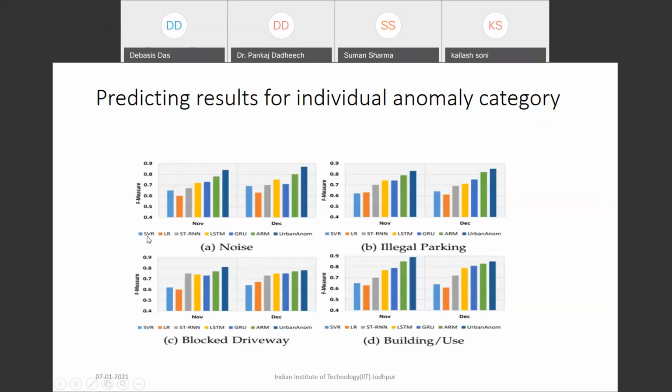These are the different categories for the baseline models. Baseline means either SVM, linear regression, or recurrent neural network. If we compare, the performance of our model is very high compared to all the existing baseline models. Sometimes their performance varies because the data are different: in noise the data are different, and in illegal parking the data are different. But in our case we achieve better performance every time on this data set.